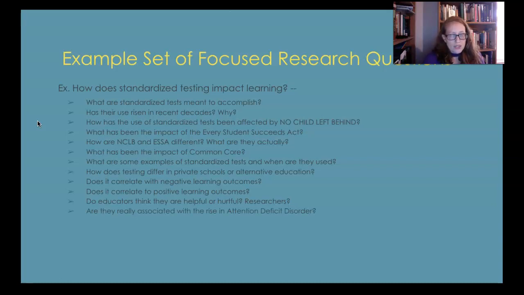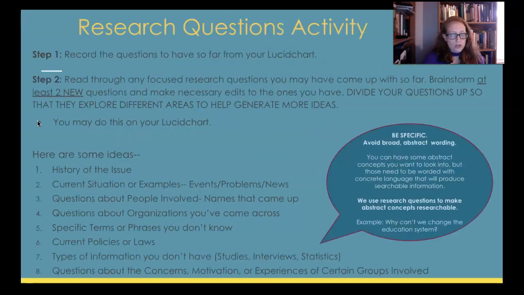Are they really associated with the rise in attention deficit disorder? Because I've heard that, so you would need to look that up. What are the alternatives for measuring learning? If we're not going to use testing, or if we're not going to use this to measure learning, what are we going to do? What are some other options for that?